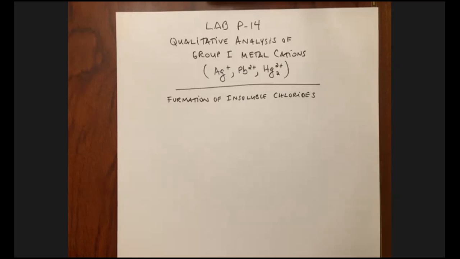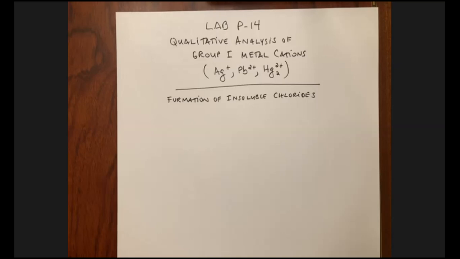In this experiment, we're going to be doing some qualitative analysis of the group 1 metal cations. As you learned in the previous lab, this is qualitative analysis. It's not an issue of how much stuff we have in a given mixture, but what particular metal ions we have. The main characteristic of the group 1 metal cations is that they form insoluble chlorides. The three that we're going to study are silver, lead 2, and mercury 1, right?